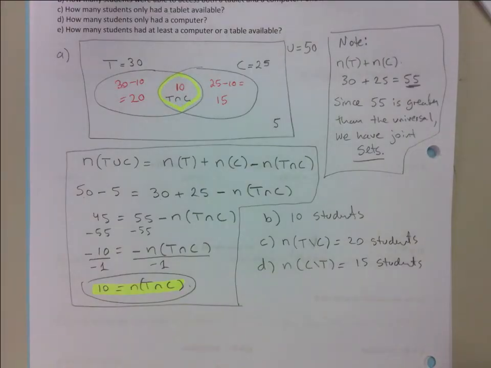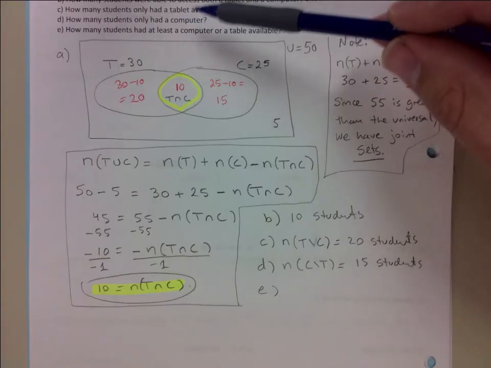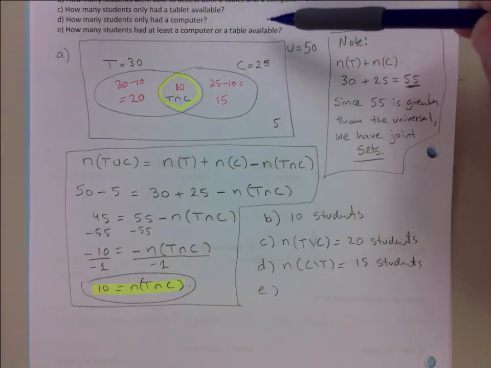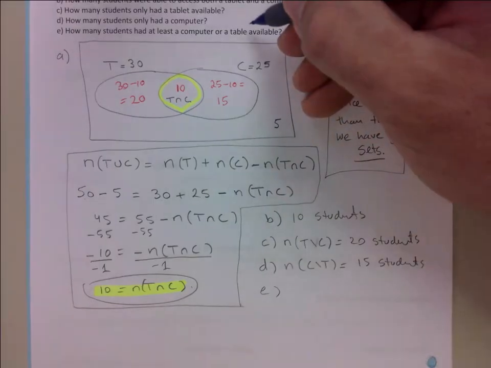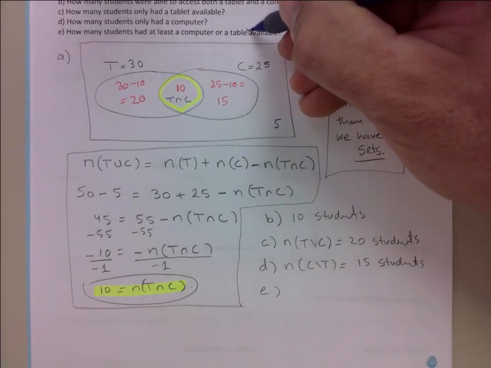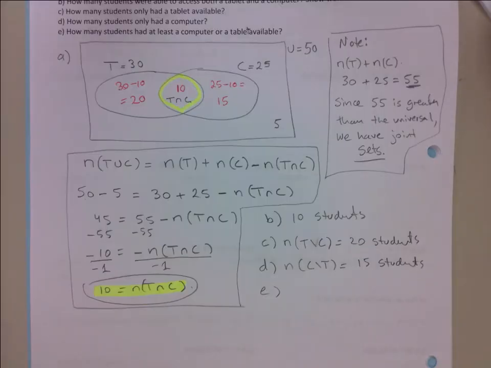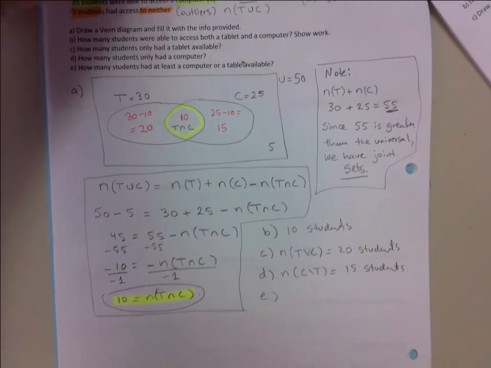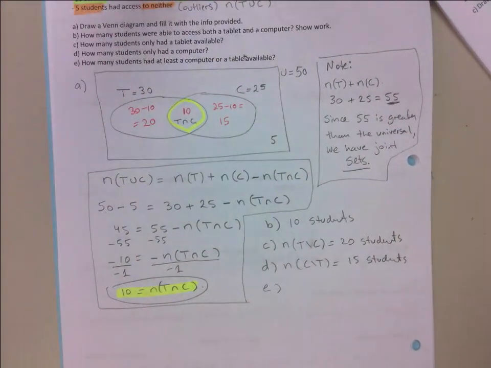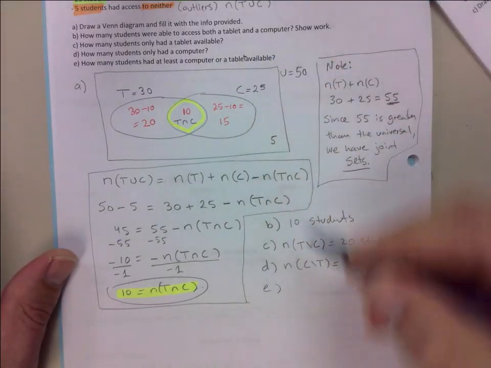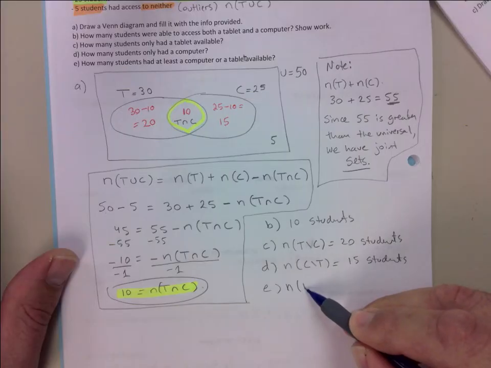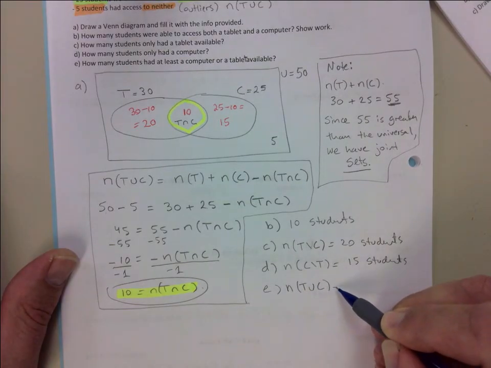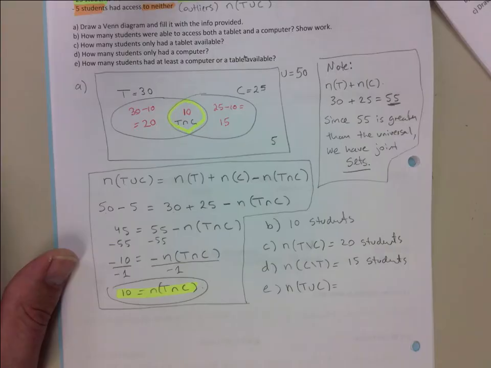How many students? E, well, how would you answer that one? How many students had at least a computer or a tablet available? Sorry, you can't even see the question. Sorry. There. Tablet available. So this one is asking for this. Tablet or computer. When it says at least, you're asking for the union.